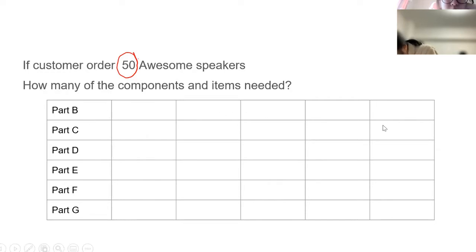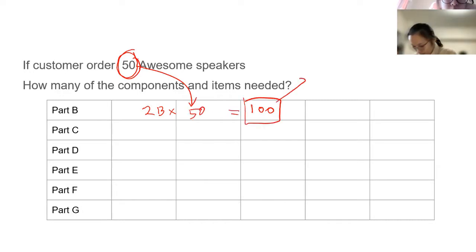100. Okay, how do you get 100? The answer is correct, but how do you get 100? Because if you want to make one speaker, you need 2B. Exactly. So it's 2B multiplied by 50. So this is the material required, that's what you call material requirement. Material required for B.